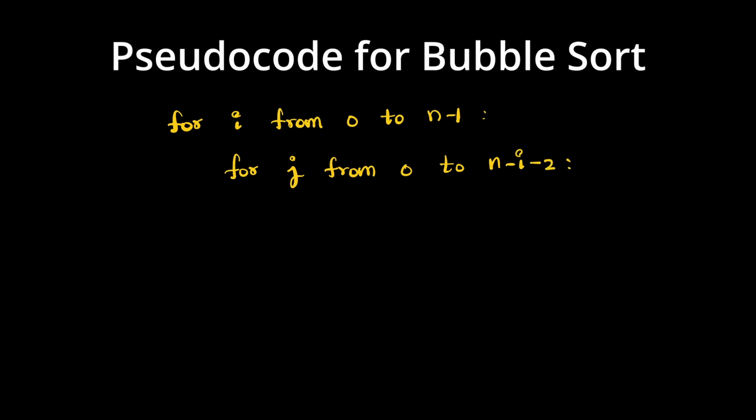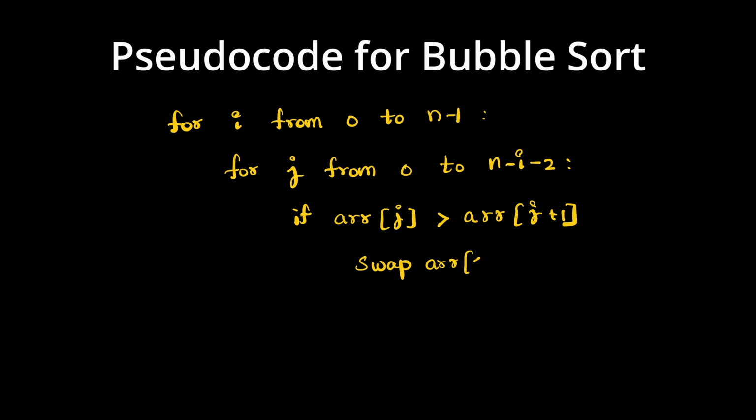Now let's take a look at the pseudocode for bubble sort. We run a loop from i equals 0 to n minus 1, where n is the length of the array. Inside that, we run another loop from j equals 0 to n minus i minus 2, and compare array element at j and array element at j plus 1. If the first one is greater, we swap them.